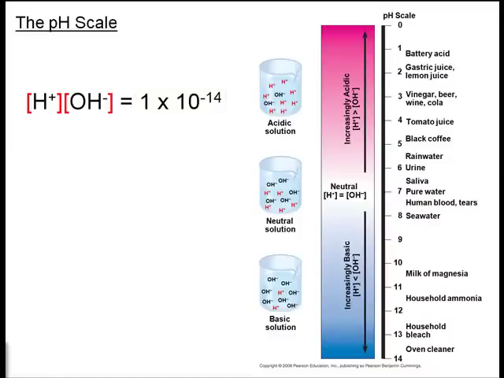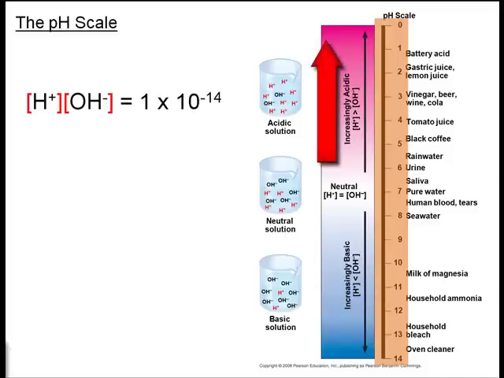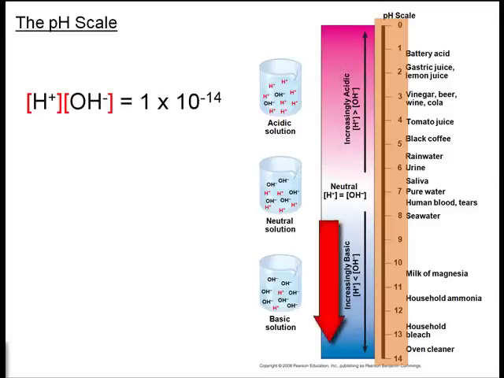Here on the right is shown the pH scale. The scale ranges from 0 to 14 and is a logarithmic scale based on the concentrations of protons and hydroxide ions. As you move up to the top of this scale, you increase in acidity. As you move down to the bottom, you become increasingly more basic.